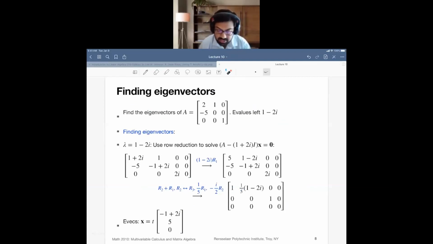So the last step over here, the third eigenvalue is 1 minus 2i. Let's find the eigenvectors for that. Lambda is 1 minus 2i. So you're setting up the augmented matrix A minus lambda I equals 0. I is 1. This is the typo there.